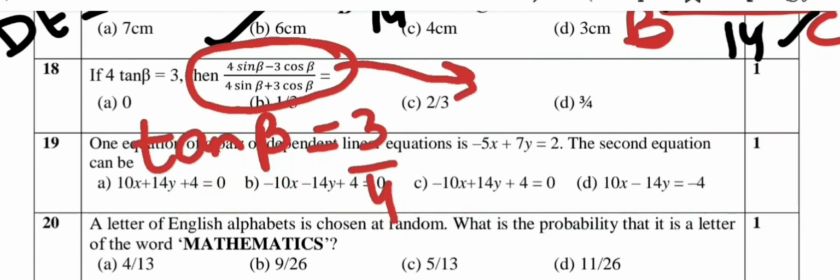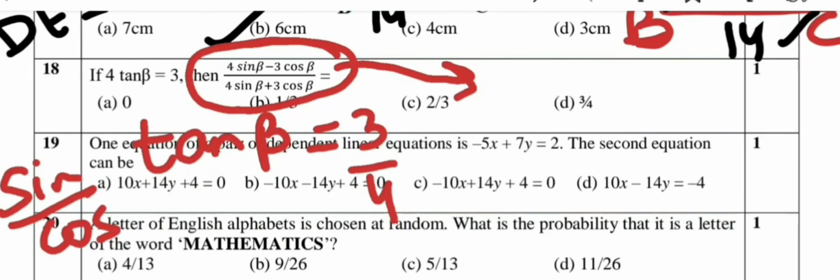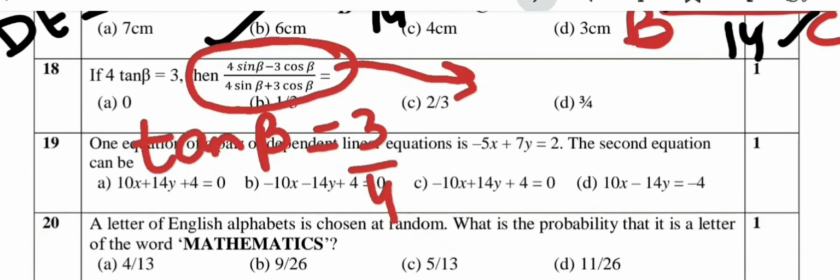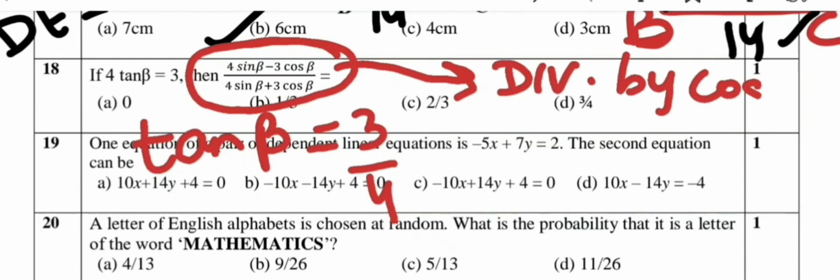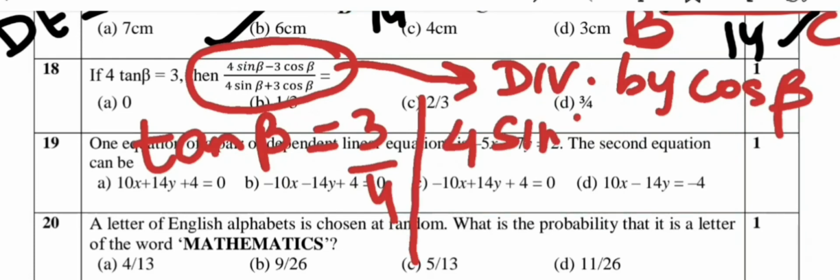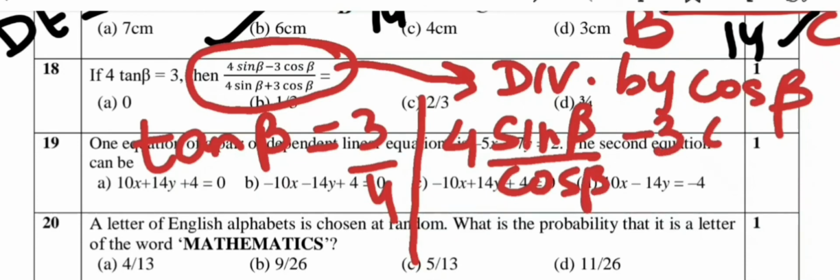Alright. Now we have to concentrate on this. We know the tan beta value, but in this expression we don't have tan, we have sine and cos. So let us change these into tan form. We want to change this sine into tan. We know tan is equal to sine upon cos. If we divide sine by cos, we will get tan. So we have to divide both numerator and denominator by cos beta.